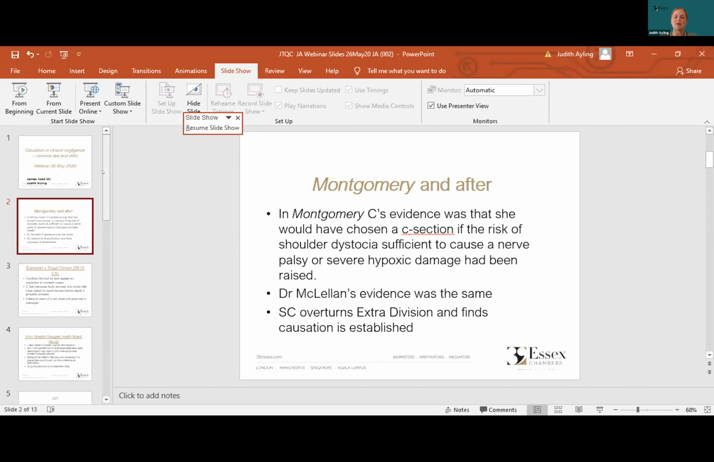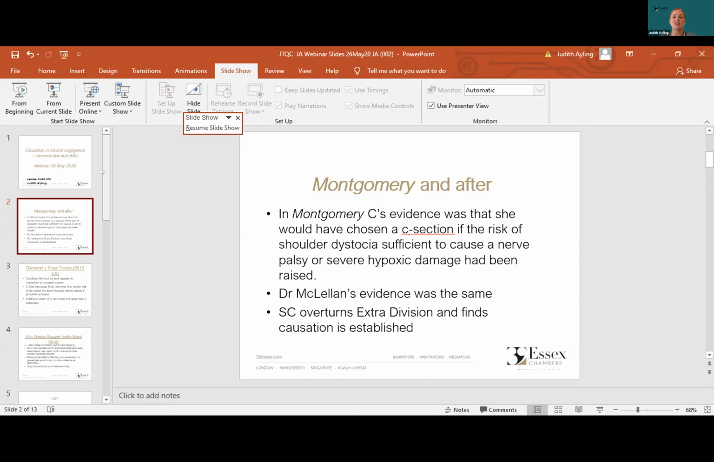But in Montgomery, at first instance, the claimant's evidence was that she would have chosen a C-section if the risk of shoulder dystocia sufficient to cause a nerve palsy or severe hypoxic brain damage had been raised with her, and it hadn't been. And the treating consultant, Dr. McClellan's evidence was the same.